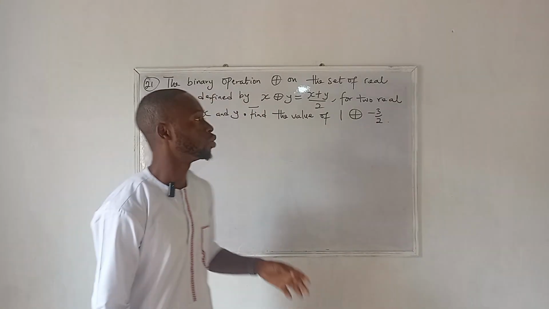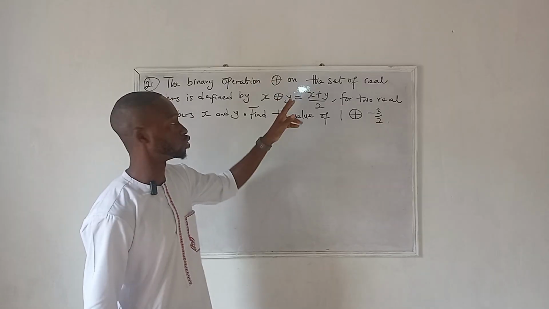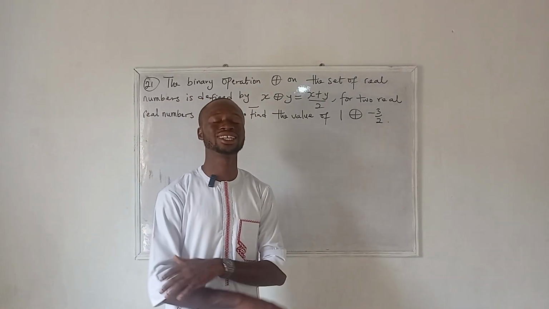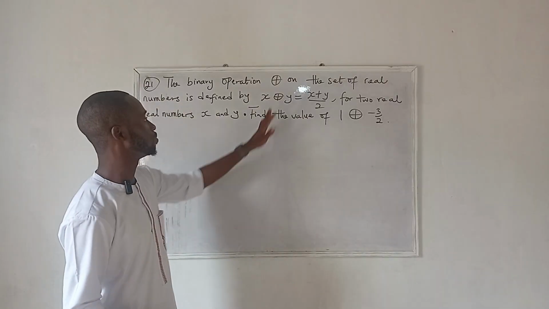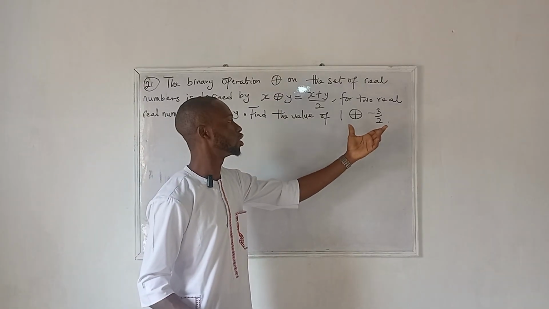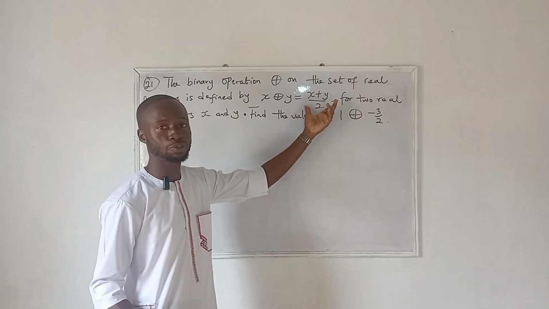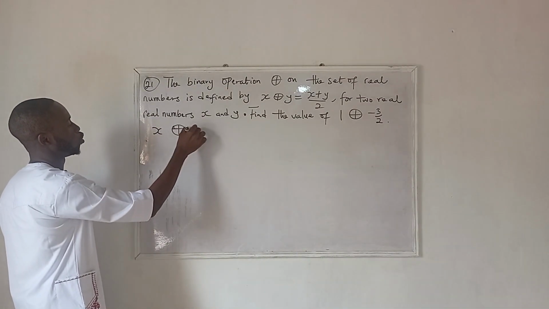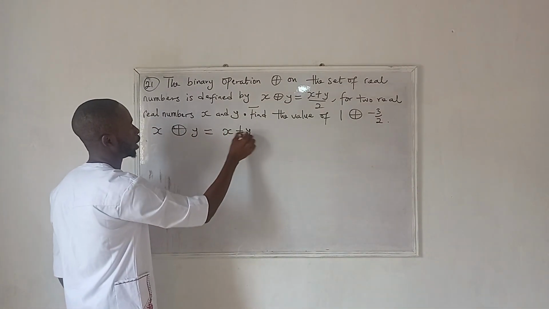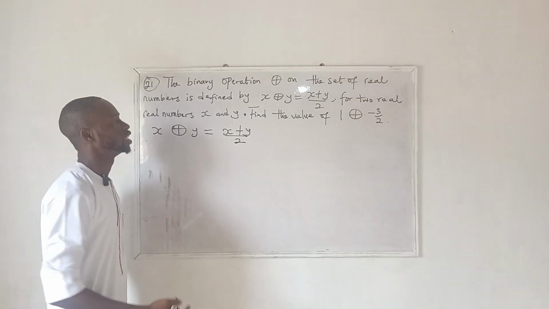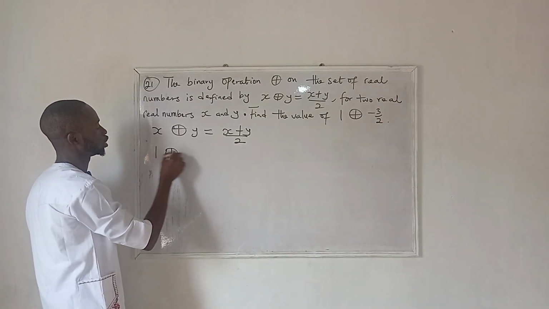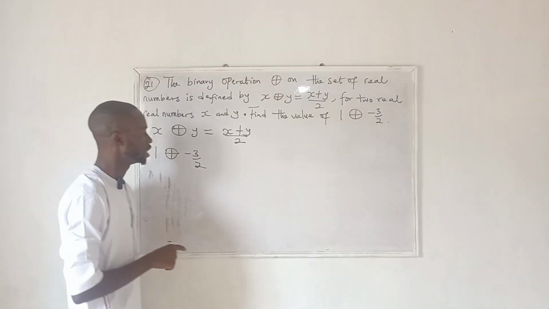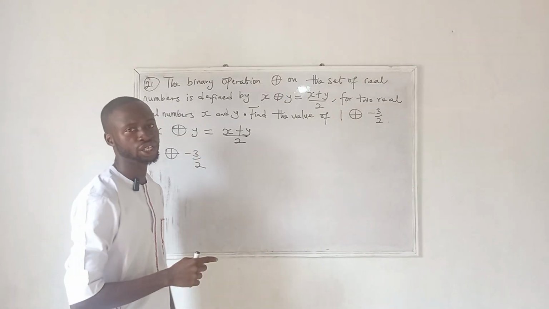All you just need to do is, wherever you see the operation that we are given, because it might not be direct sum, it can be operation star, it can be anything, whenever we are given this operation, you just input and replicate what you have inside this particular expression. So if I have x direct sum y equals (x plus y) over 2, then if I want to solve 1 direct sum minus 3 over 2, that means that wherever I see x, I'm inputting 1, then wherever I see y, I'm inputting minus 3 over 2.